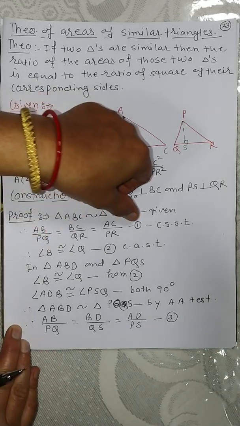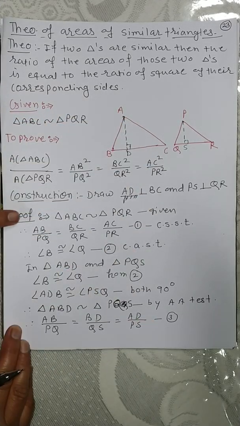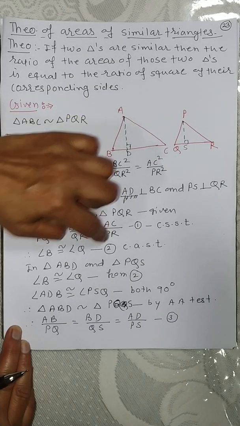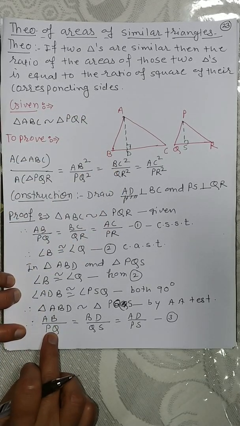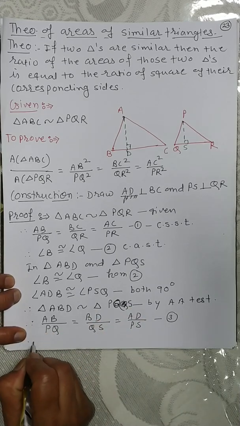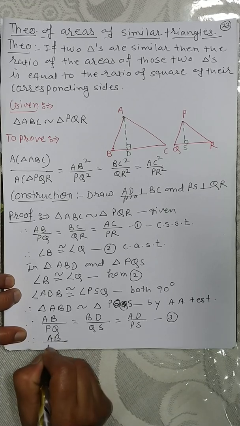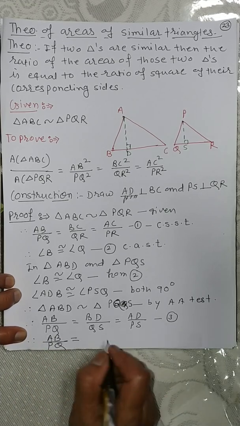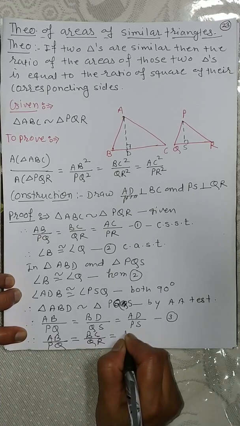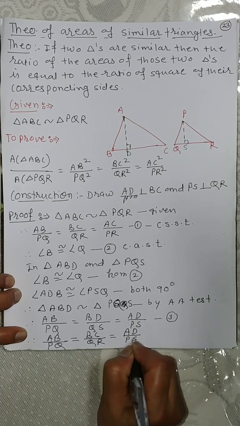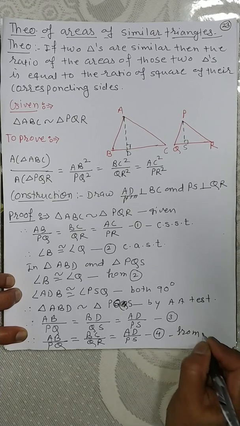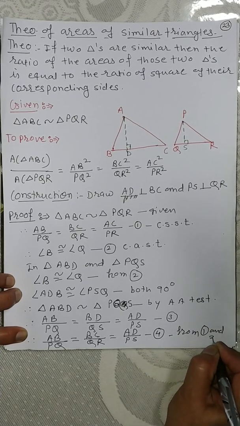Now here if we compare statement number 1 and 3, in statement number 1 we have AB upon PQ is equal to BC upon QR is equal to AC upon PR, and again here AB upon PQ is equal to BD upon QS is equal to AD upon PS, and therefore here we have AB upon PQ, it is equal to BC upon QR, it is equal to AD upon PS. This is 4 from 1 and 3.